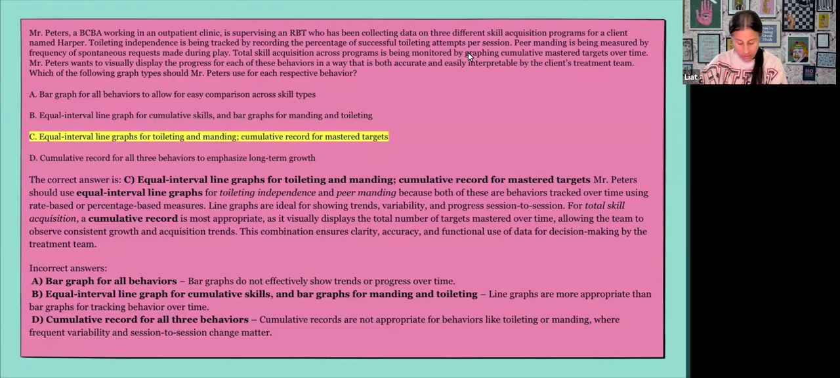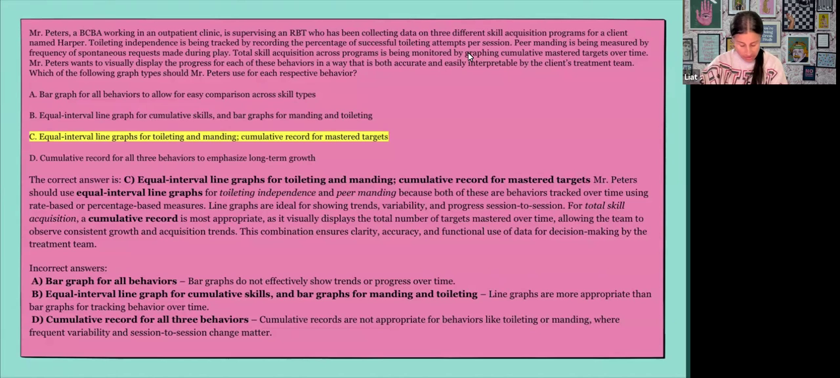So our correct answer is going to be C, equal interval line graphs for toileting and manding, cumulative record for mastered targets. Mr. Peters should use an equal interval line graph for toileting independence and peer manding because both of these are behaviors tracked over time using a rate-based or percentage-based measure. Line graphs are ideal for showing trends, variability, and progress session to session.